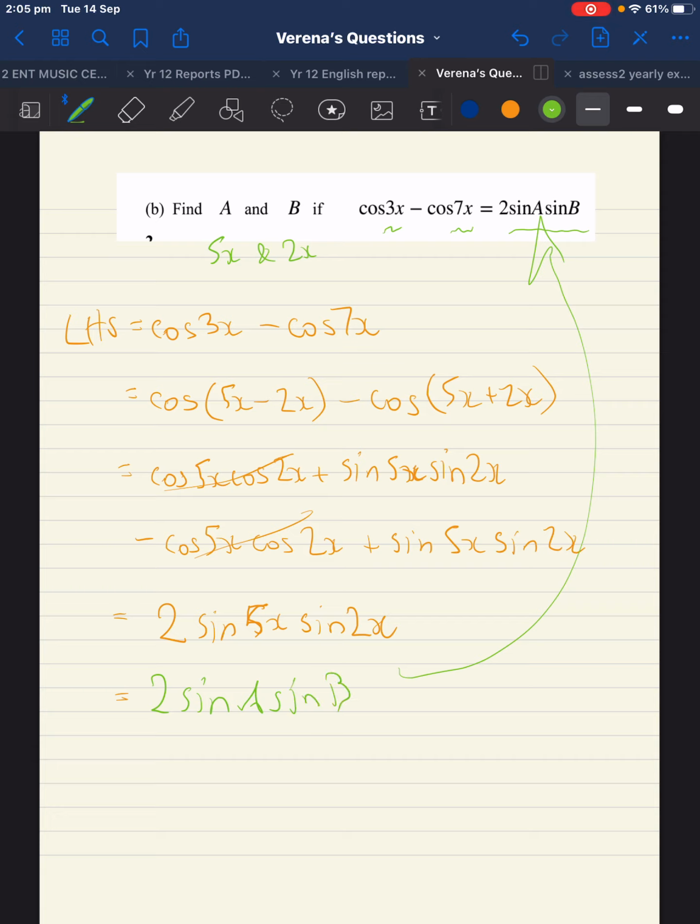Well, what are A and B going to be? Very simply, A is 5x, and B was 2x. Or it could have been done the other way, I guess. A could be written as the 2x, and then in that case, B would be the 5x. Again, in multiplying, order does not matter. So that's one way to solve question 11B.